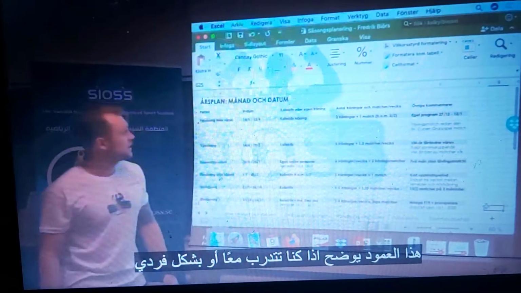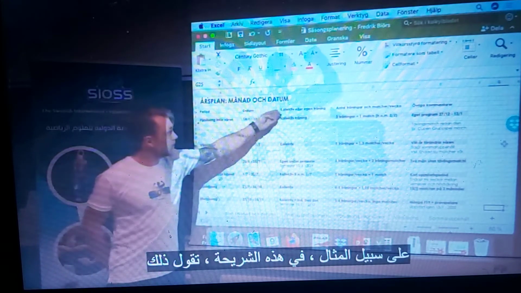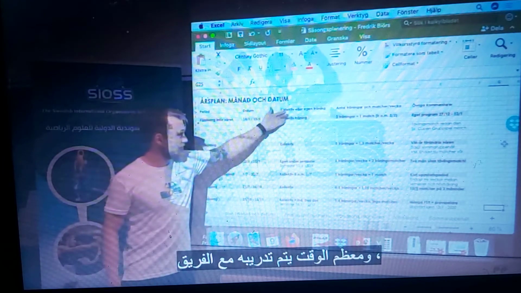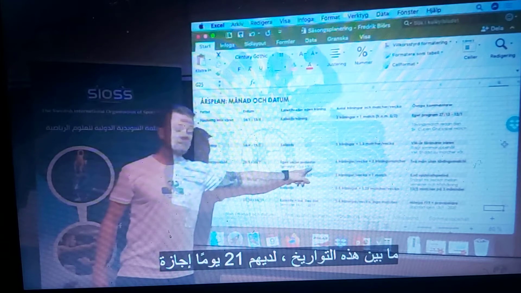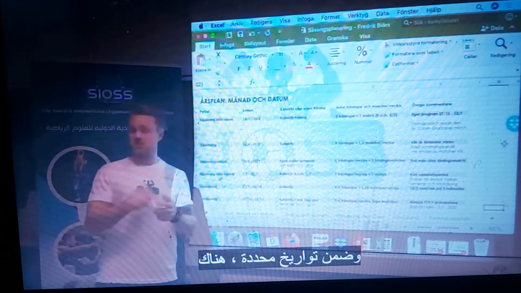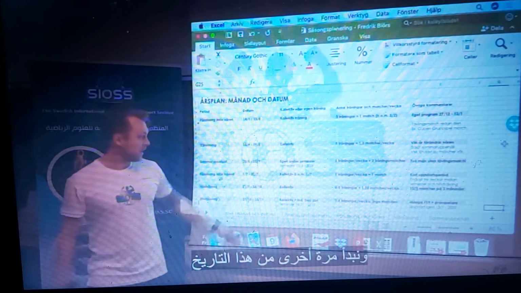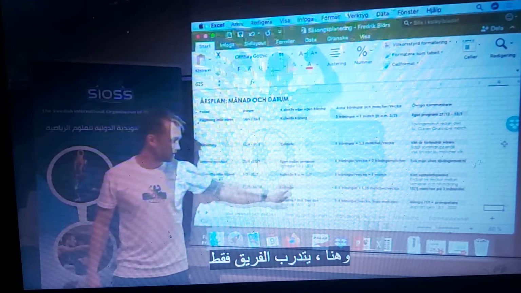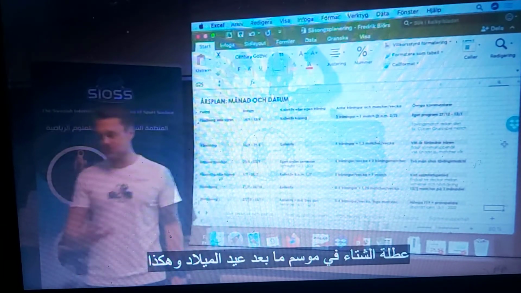This line says training all together or individually. For example, in this line it says if it's individual training or training with the team, and most of the time it's training with the team. But here, for example, individual training during the vacation, which is between these dates. They have 21 days off, and within specific dates there they have their individual program that I have given to them. And we start up again from this date, and here on it's only training with the team. It's part-time individually during the winter break in the after season around Christmas and so on.